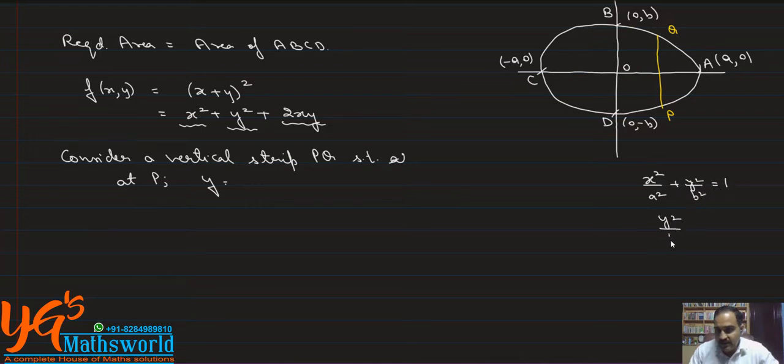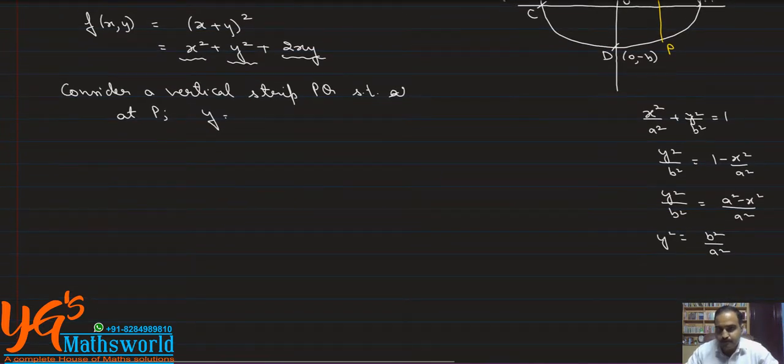So that means y square upon b square is equal to 1 minus x square upon a square, or we can say y square upon b square is equal to (a square minus x square) upon a square, or y square is equal to b square upon a square into (a square minus x square), and y will be equal to plus minus b upon a root of a square minus x square.